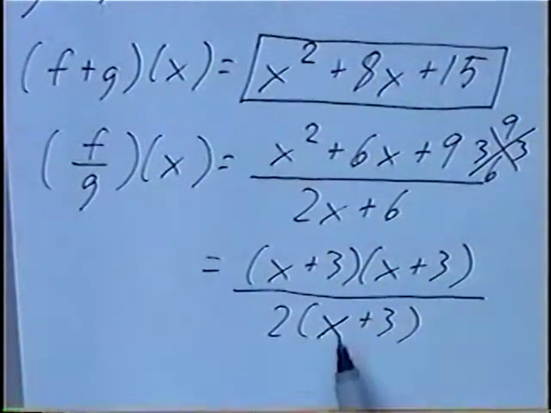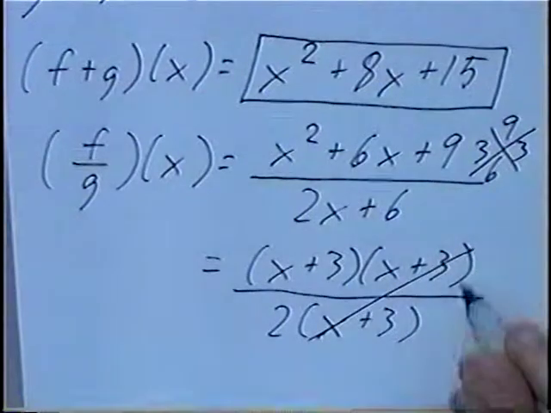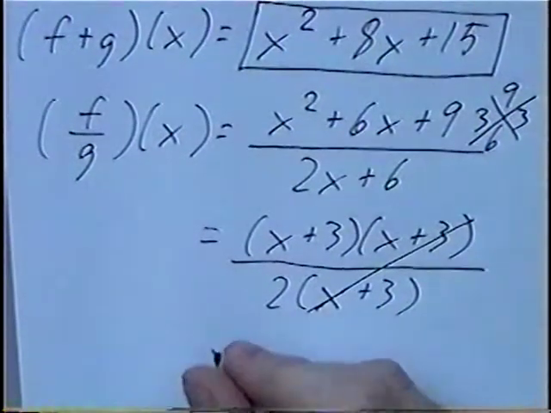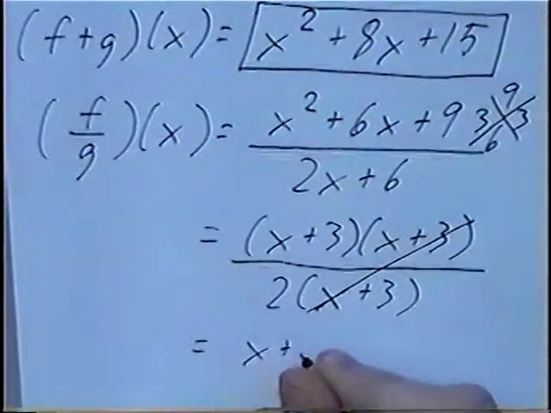Dividing from here, we can cancel one factor of x plus 3 with another factor of x plus 3, and we're left with our answer of x plus 3 over 2.